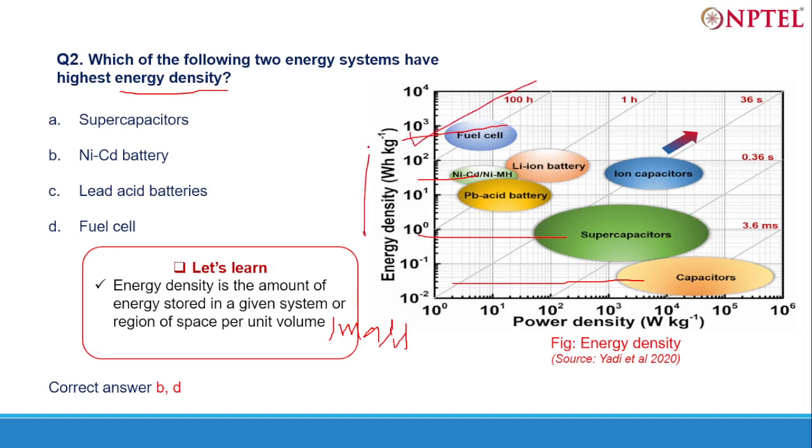We see here, as it goes above, we get a high energy density value. So fuel cell has a high energy density value, and nickel cadmium has a high energy density value compared to the rest of these options. So the correct answer is B and D. And in the next slide we will actually discuss the supercapacitor, nickel cadmium battery, lead acid battery and fuel cell also.